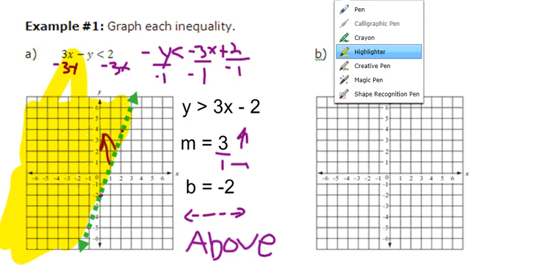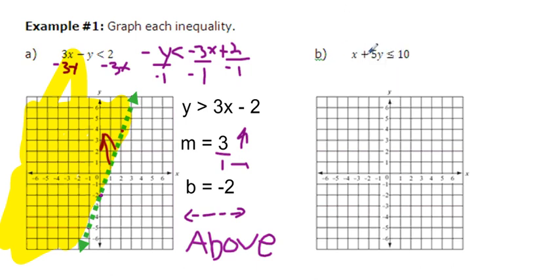So let's look at B. This one I have x plus 5y is less than or equal to 10. So I need to solve for y. So I subtract the x. So I have 5y is less than or equal to negative x plus 10. And then I need to divide everything by 5.